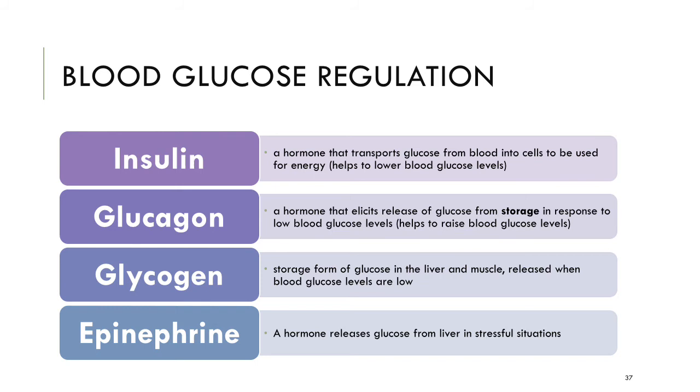As I said in my previous slides, glycogen is the storage form of glucose in our human body. Most of the glycogen is kept in the liver or the muscles, and when we need it, when our blood glucose level is very low, the hormone glucagon will initiate this conversion of glycogen into glucose. And this glucose will enter the bloodstream and increase the blood glucose level.